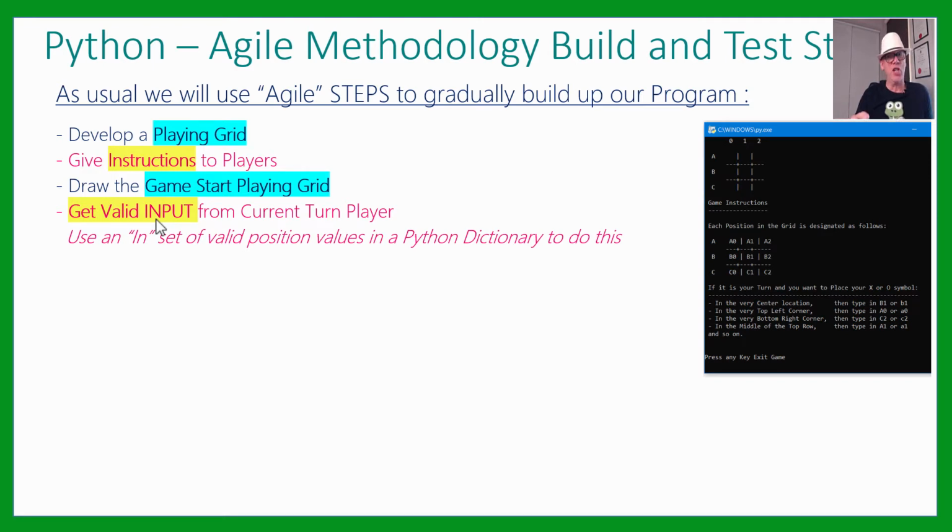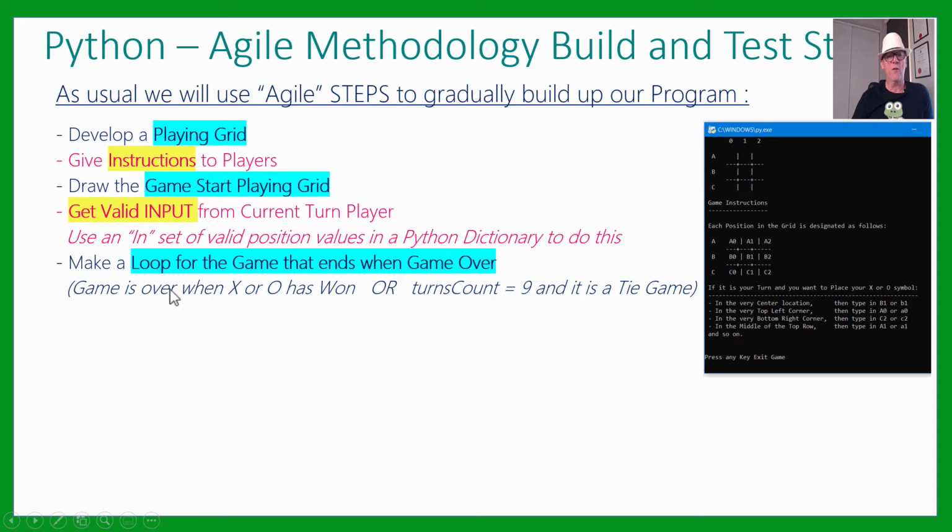If they type in J4, then we need to give them an error and tell them what the valid ones are, okay? So we've got to do that as well. We've got to have error handling and validation. So you will have seen that in our previous lessons, or you may see it for the first time in this one. Then, of course, we need a loop so that people can keep putting in their X's and O's on this grid until one of two things happens.